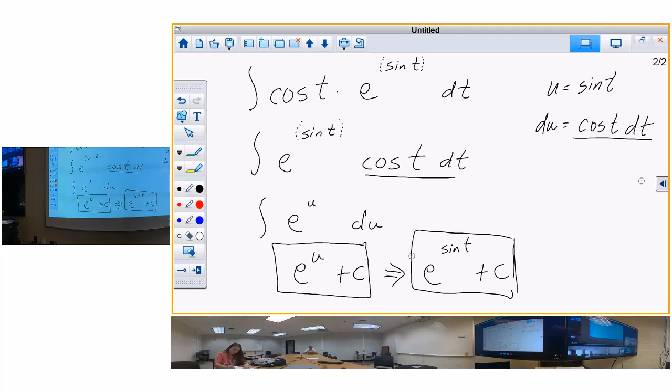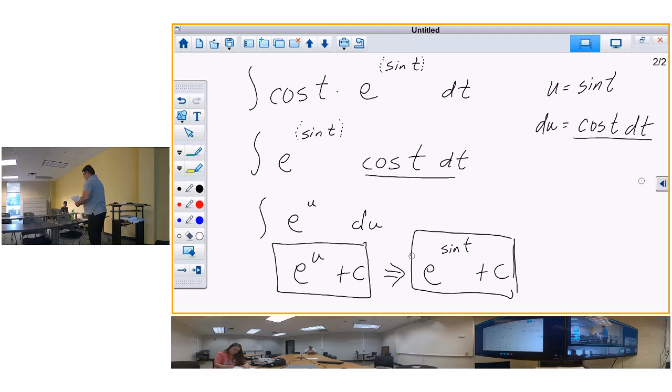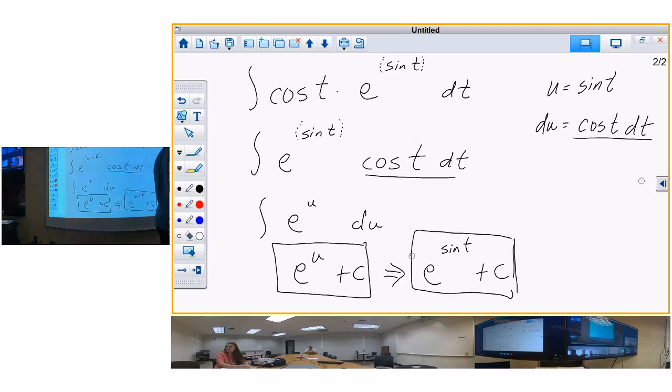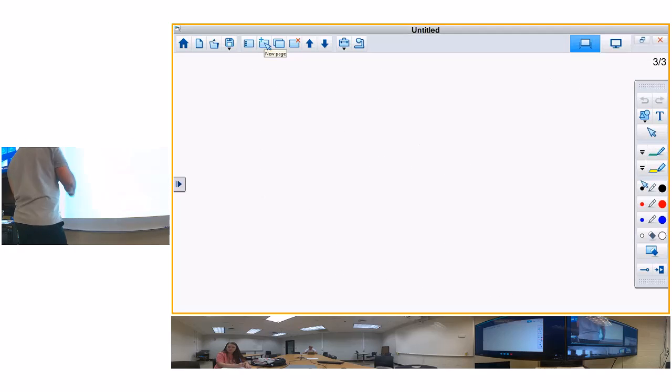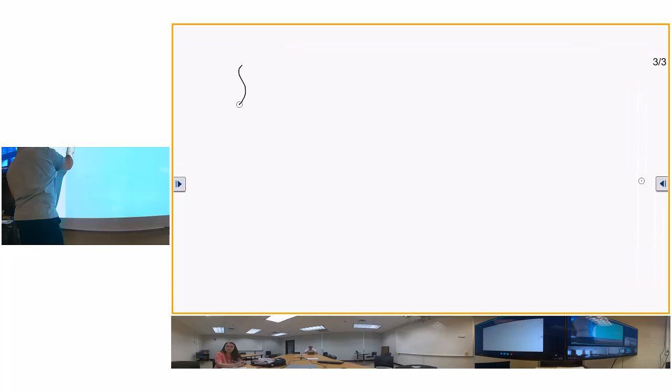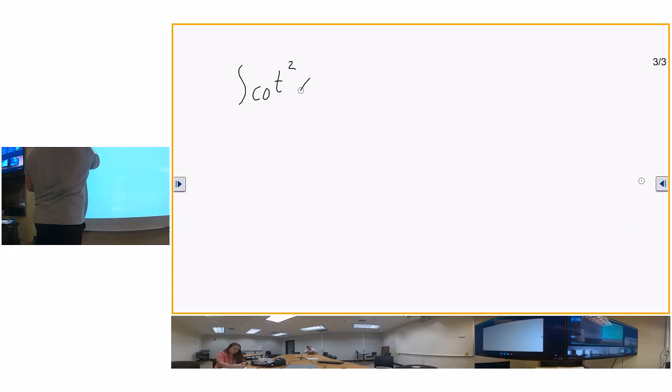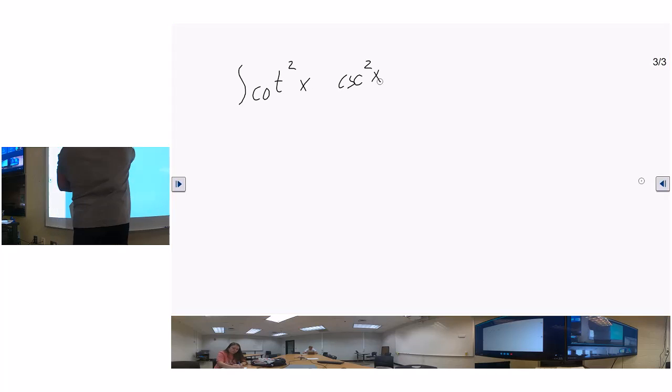I feel like we've done these. No, I know we have. Have we done? We did that. Okay, here's one. Yeah, this will make you quit. I know we haven't done this one. Cotangent squared x times cosecant squared x dx.